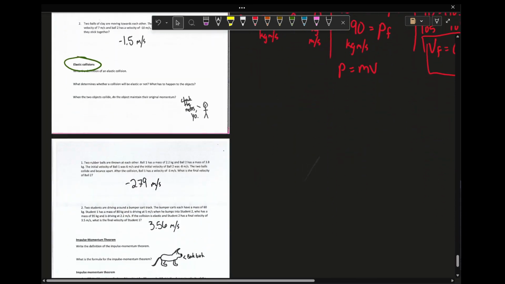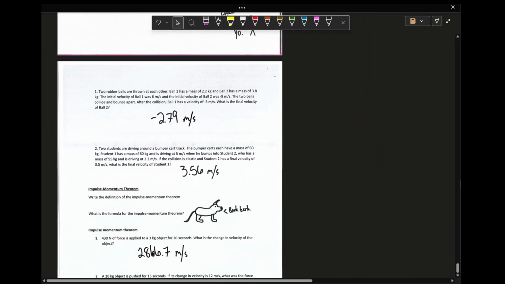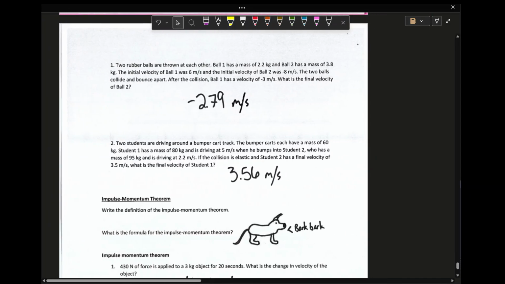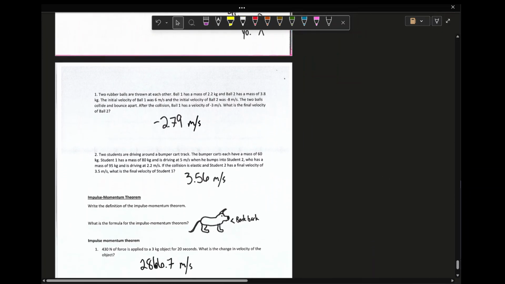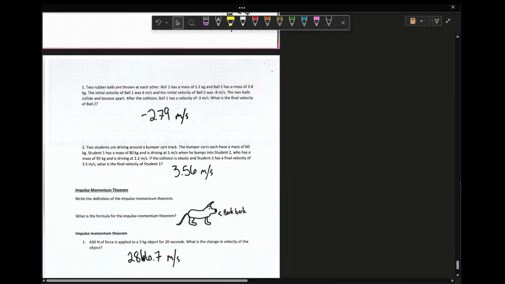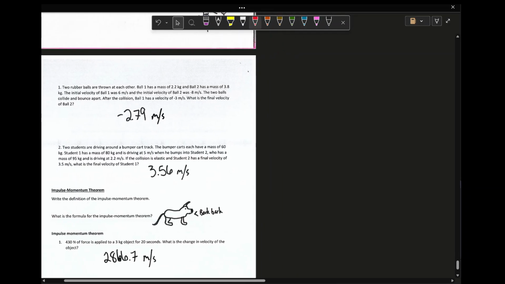Then we get to the elastic stuff, where the process is much the same, but we're going to have to look at just a slightly different scenario. So we'll do our sort of thing again, drawing our objects. We have 1 and 2. Let's do number 1 here.